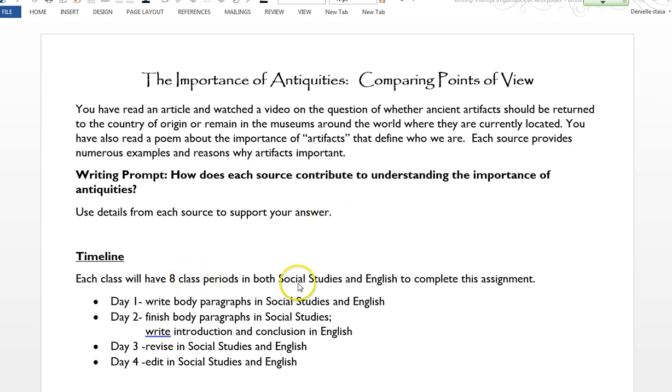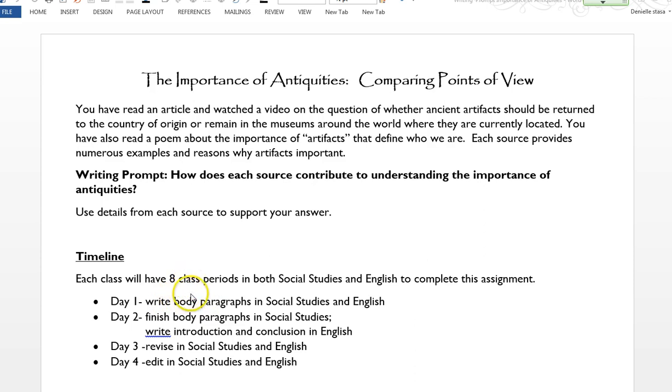So you're going to have your 8 class periods, 4 in social studies and 4 in English. You can write however you want to write. We encourage you to start with your body paragraphs. They are the most important and will have the most impact on what grade you get. So that is where you should spend the majority of your time, so you should start with those. So you do a body paragraph for each source.